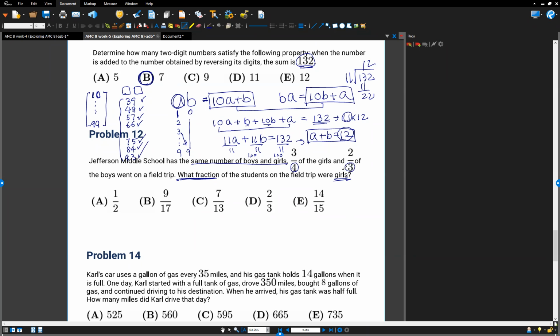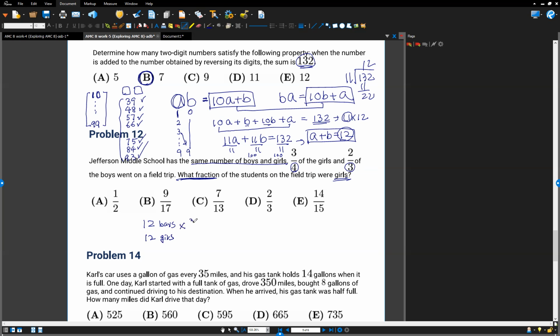Maybe the easiest one is you can use 12. Each one is 12 or 24. If you think 12 is too small, you can use 24. I'm going to use the easiest number, 12. Boys, 12 boys. 12 girls.